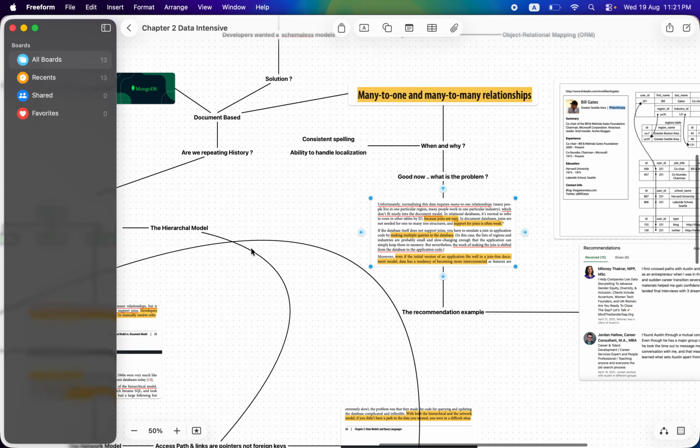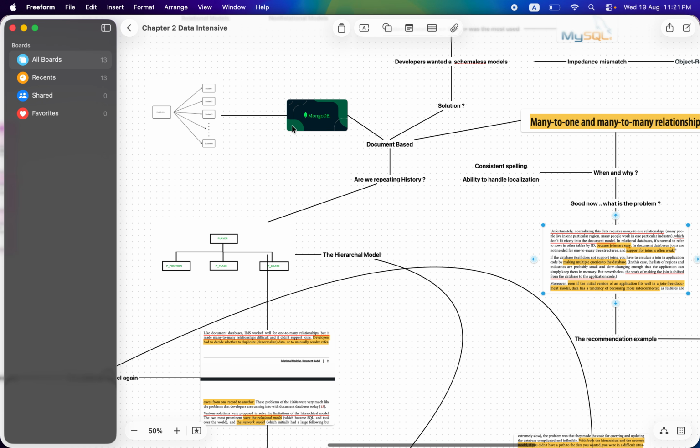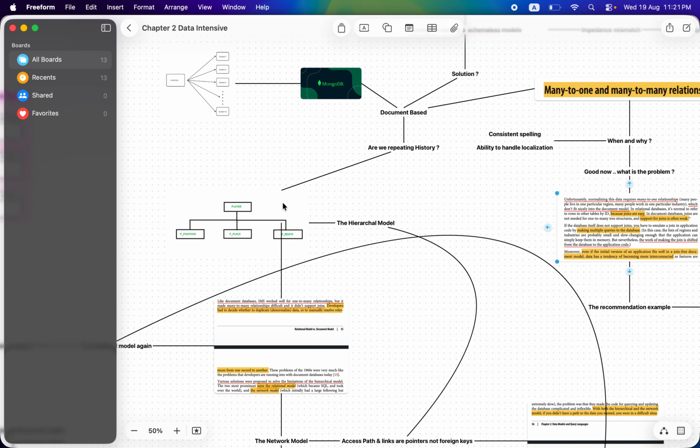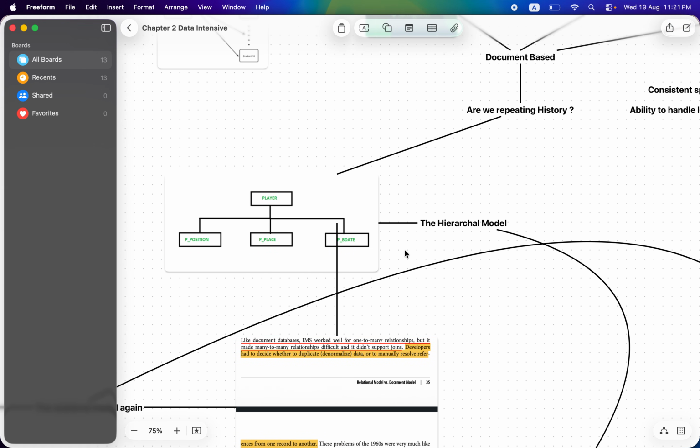Okay, so after mentioning the many to many relationships and the problem we had with the document based model, we took a step back and it asked a question: are we repeating history? And then it mentioned the hierarchical model, which is a tree where each section or child has only one parent.